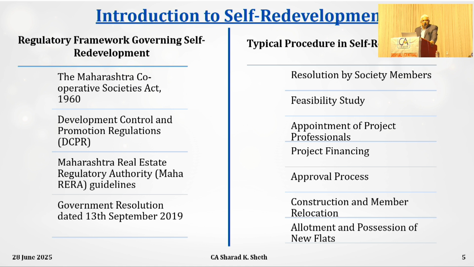Now, what is the typical procedure a society has to follow when it goes for self-development? First and foremost, in principle, the society has to decide by passing a resolution in a general body meeting that they would like to go for redevelopment and self-development. They will not be appointing any third person. Then they will go for a feasibility report. They will appoint project management consultants, plus architects and engineers.